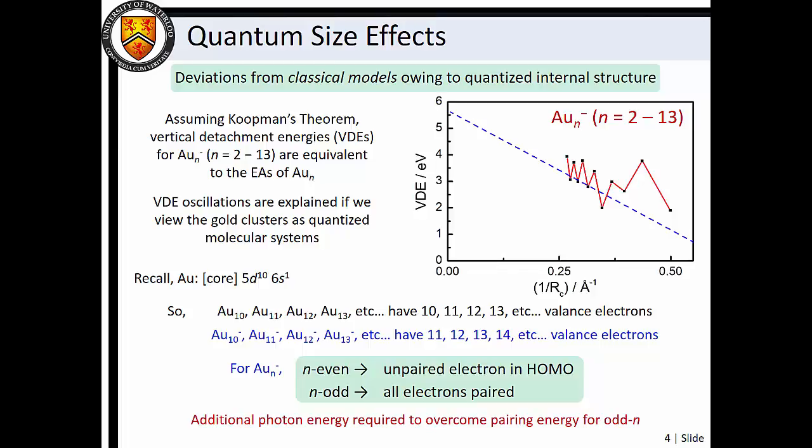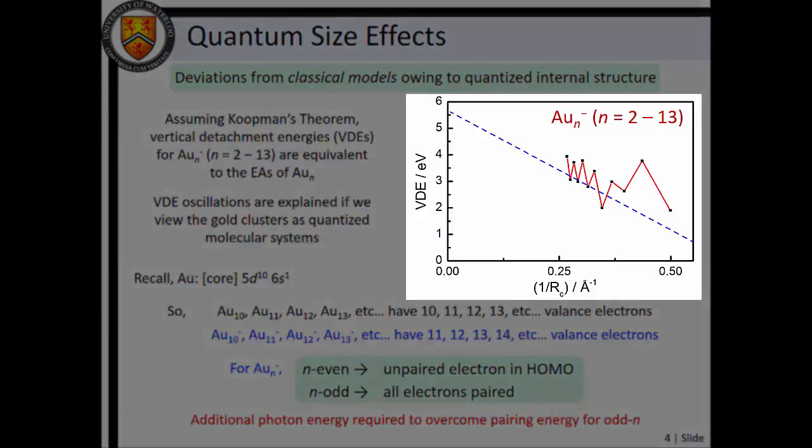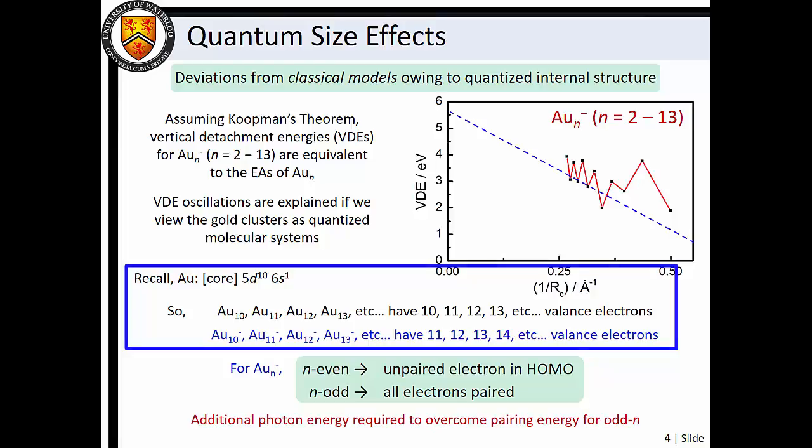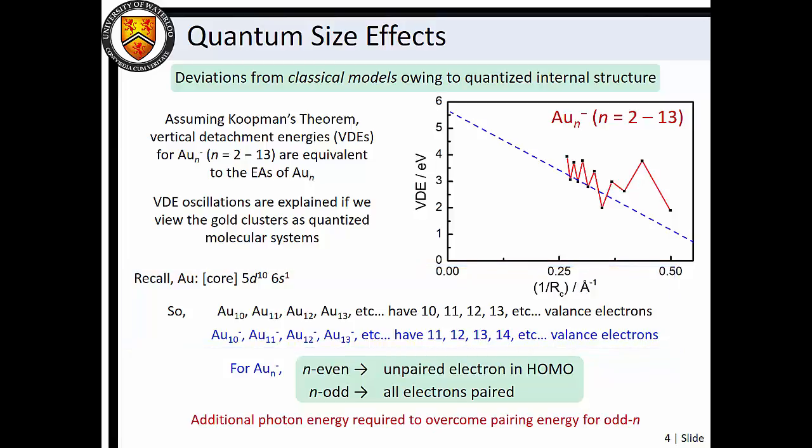Quantum size effects are also observed in plots of vertical electron detachment energy as a function of anionic cluster size. The oscillation in the vertical detachment energy plot for anionic gold clusters can be explained if we view the clusters as quantized molecular systems. Anionic gold clusters with an even number of atoms have an odd number of electrons, while those with an odd number of atoms have an even number of electrons. Consequently, to detach an electron from clusters with an odd value of n, additional energy must be supplied to overcome electron pairing energy.